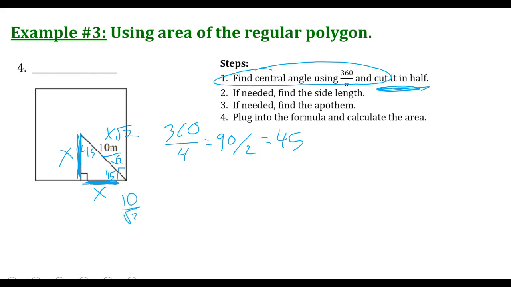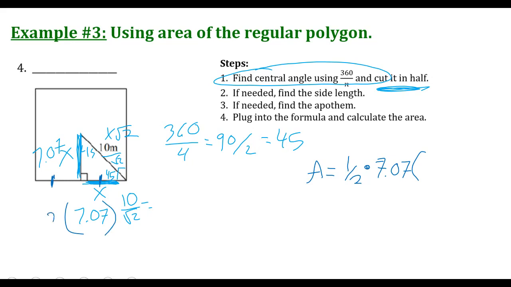So let's do that. 10 divided by radical 2. That's going to get you 7.07, which is also going to be our apothem. So if we're going to go back over and use our formula, we're going to have area equals 1/2 or 0.5 times our apothem we just said was 7.07 times the perimeter. Well, we have this. We need it doubled, right? So we're going to multiply this by 2.